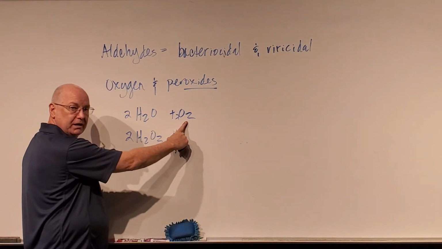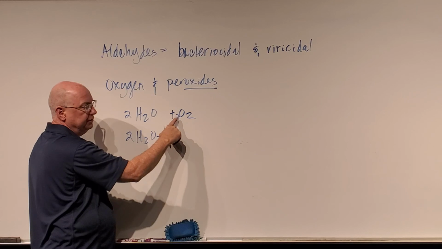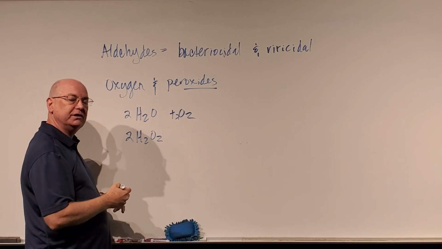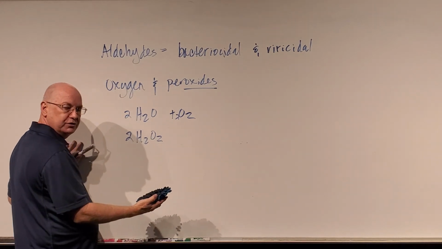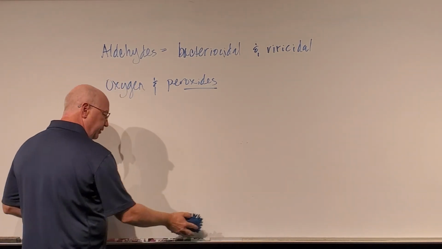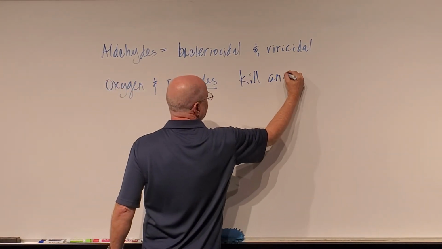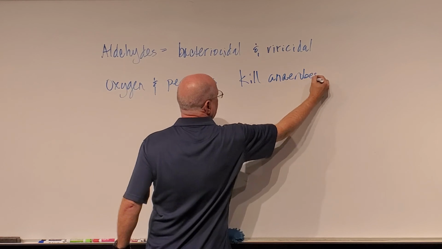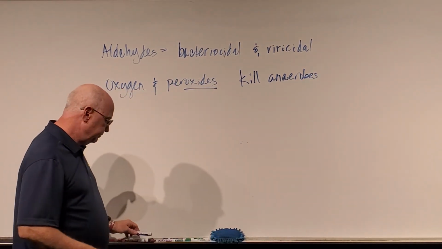Anaerobic bacteria don't like oxygen, and so peroxides in high oxygen environments can prevent the growth or even kill anaerobic bacteria, and can slow the growth of certain anaerobes. So oxygen and peroxides are very good at killing anaerobes, and very often some of our pathology is created by anaerobic bacteria.